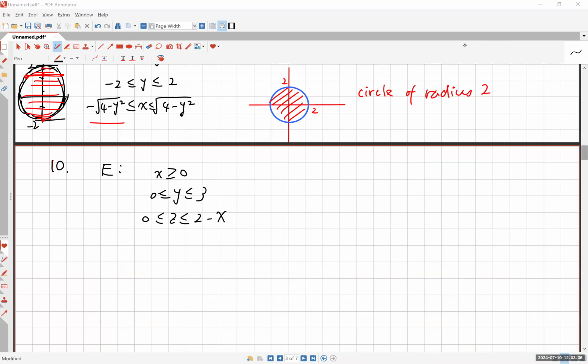All right, so let's go to number 10, and then we'll take another break before we go to number 11.